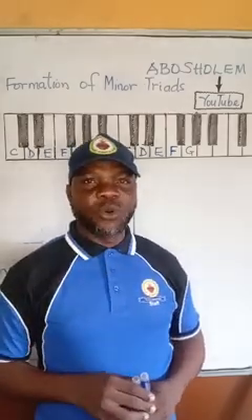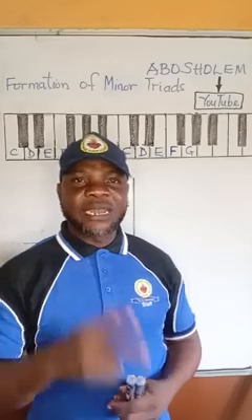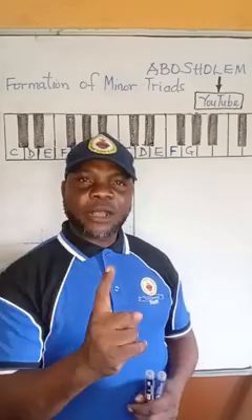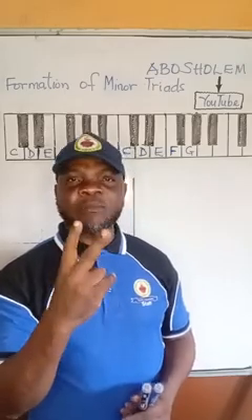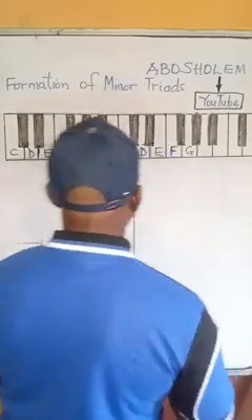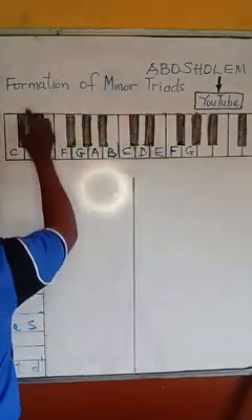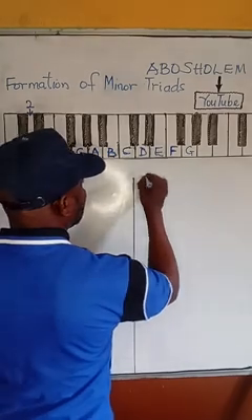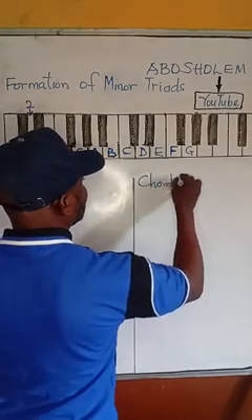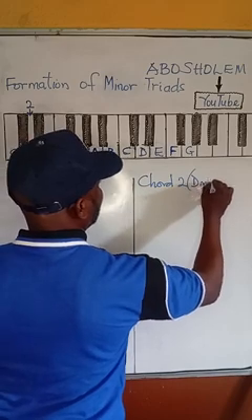The first thing you need to know is the root of each of the minor triads. The second note of a major scale is the root of the first minor triad. The second note of the scale. Look at it. 1, 2. D is the second note. And you call that chord 2, which is D minor.